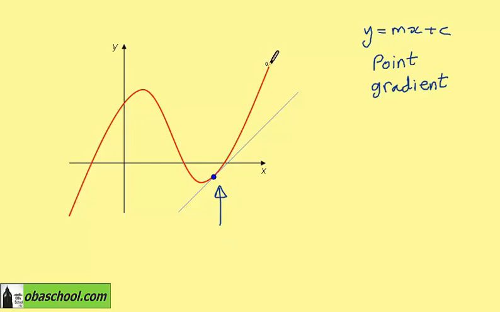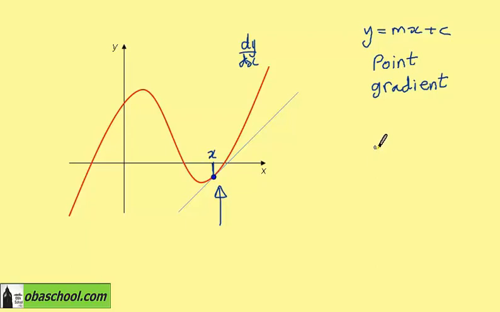If we know the equation of the curve, we can find dy/dx, which means we can find the gradient function for the curve. And since we'll know the x-coordinate of this point here, we can find the gradient at this point. Therefore, we know the gradient of the tangent and the coordinates of a point, and we can proceed to find the equation of the tangent.